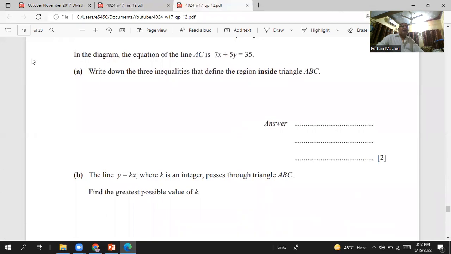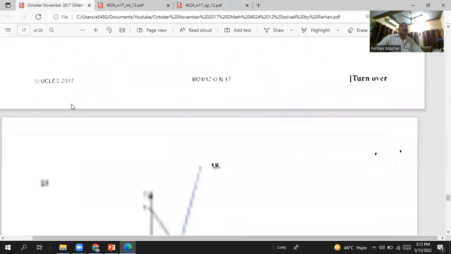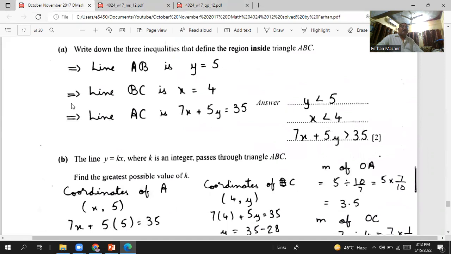So these are the 3 inequalities which you have to write. Let me show you the written work also. So y less than 5, x less than 4, and 7x plus 5y greater than 35. So that is how you write these inequalities.